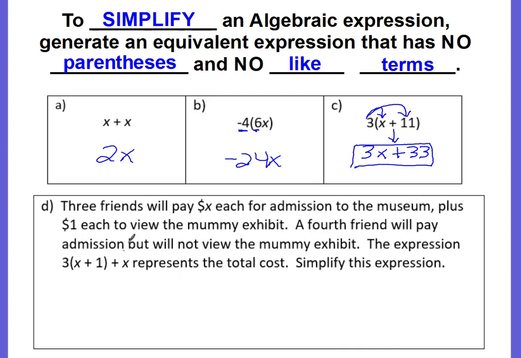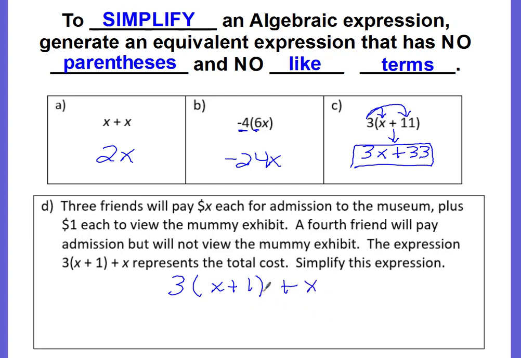Look at problem D. 3 friends will pay x dollars each for admission to the museum, plus $1 each to view the mummy exhibit. A fourth friend will pay admission, but will not view the mummy exhibit. The expression 3 groups of x plus 1 plus x represents the total cost. Simplify this expression. So I'm going to write it over here so that I can work with it. 3 groups of x plus 1 plus an additional x.